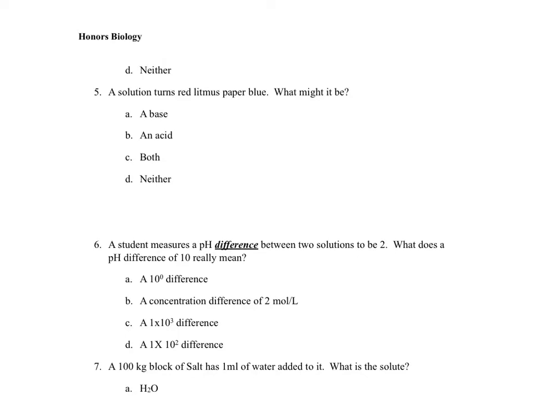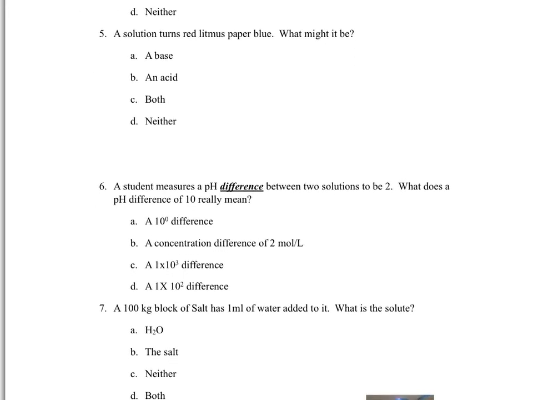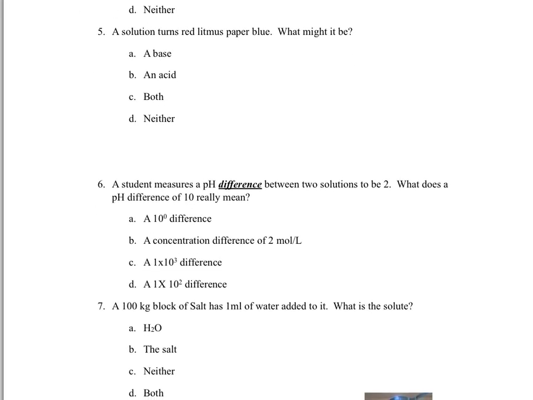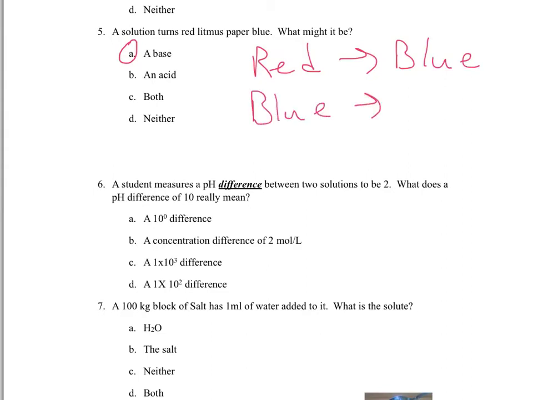So the next question then says, a solution turns red litmus paper blue. So okay, red litmus paper turns blue when you have a base. All right, so red litmus paper turning blue is when you have a base. Again, you can have red going to blue, or you can have blue litmus paper turn red. That change is a chemical change that happens specifically because, in the case of red to blue, you have a base.